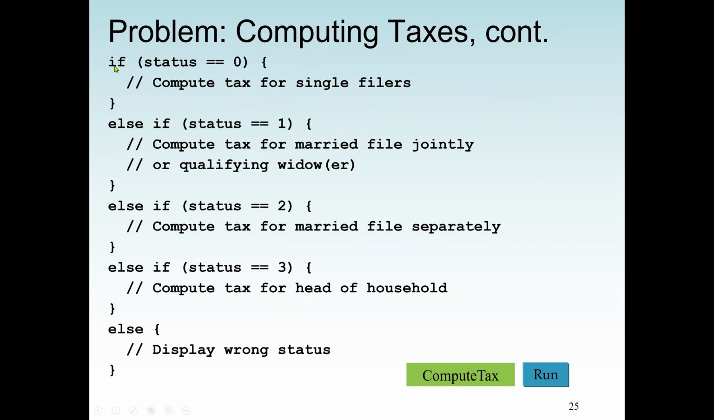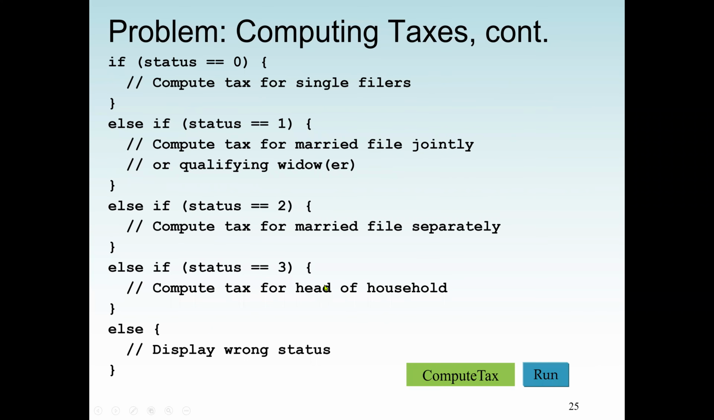So here the program is to check your status, whether you are single, married, etc. If your status is zero, then you compute tax for single filers. Status zero means you are single. If your status is one, it means you are married and filing jointly. If your status is two, it means you are married but filing separately. If your status is three, it means you are the head of the household. Those are the only four possible statuses. Any other value you enter would be displayed as a wrong status. So our status is from 0 to 3, four types.